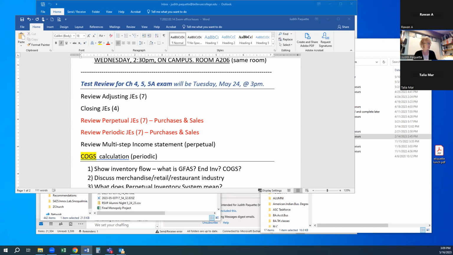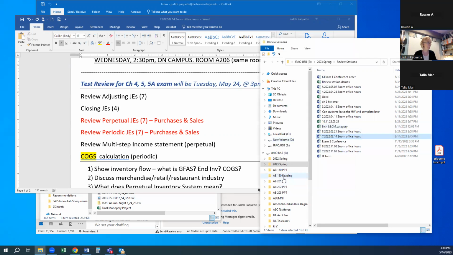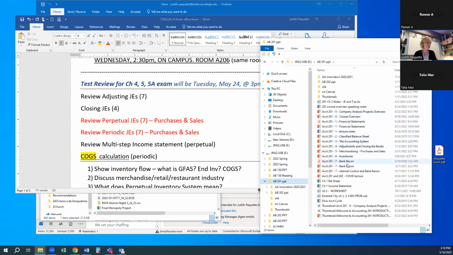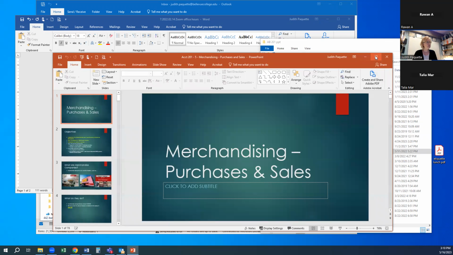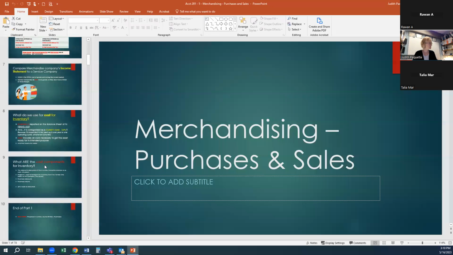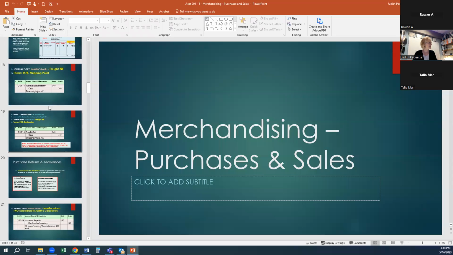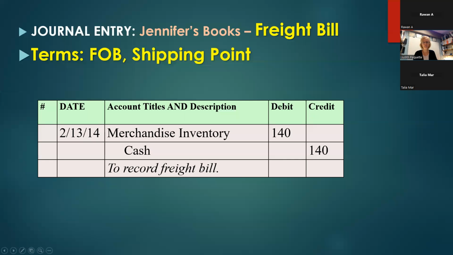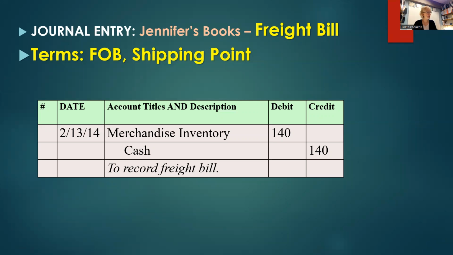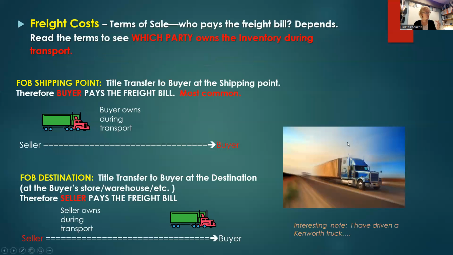So let's just take a quick look at those journal entries. And find them first. Okay. So let's just start out with the PowerPoints real quick. So when we buy inventory, we're increasing, and again, this is all perpetual.